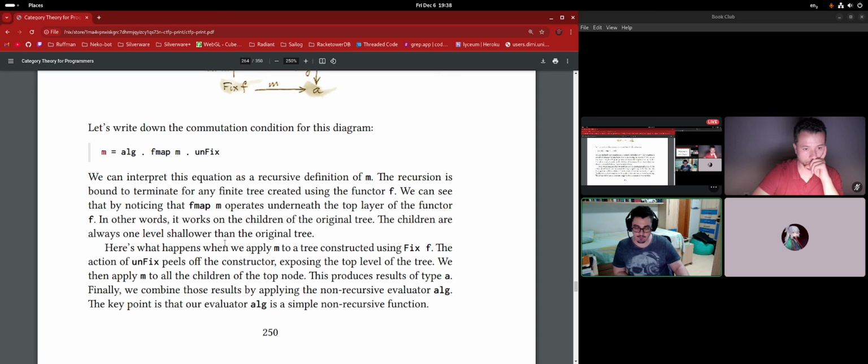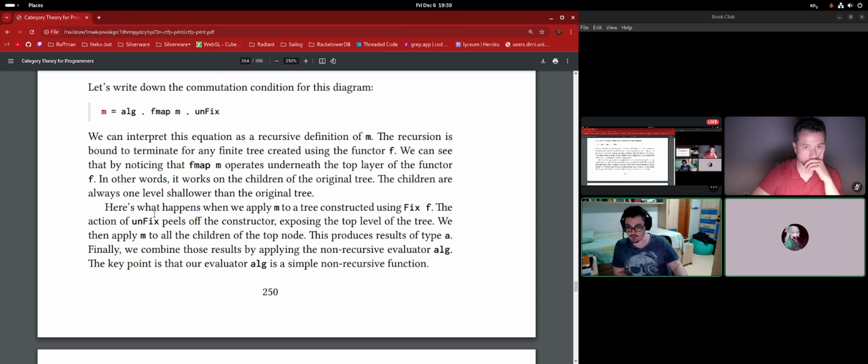So let's now go over the interpretation of this thing. The recursion is bound to terminate for any finite tree created using the functor f. We can see that by noticing that FL map m operates underneath, because here's the thing, unfix will peel off the level that you currently are, and then that means that we are one level below, sorry. So it operates underneath the top layer of the functor f, and in other words, it works on the children of the original tree. The children are always one level shallower than the original tree.